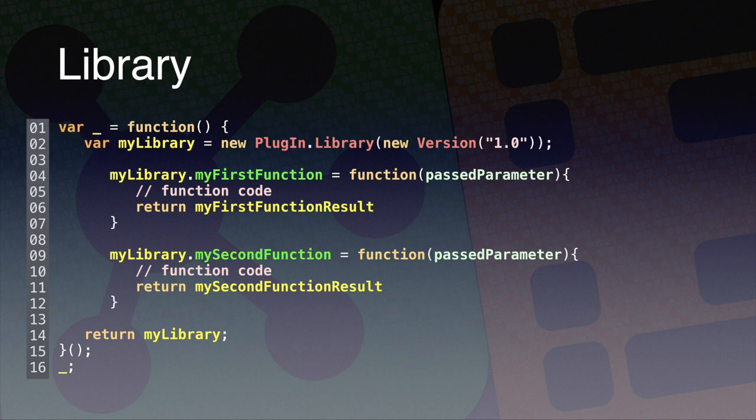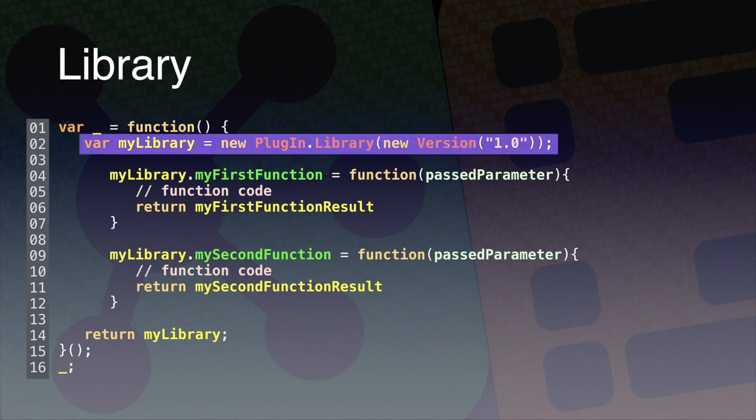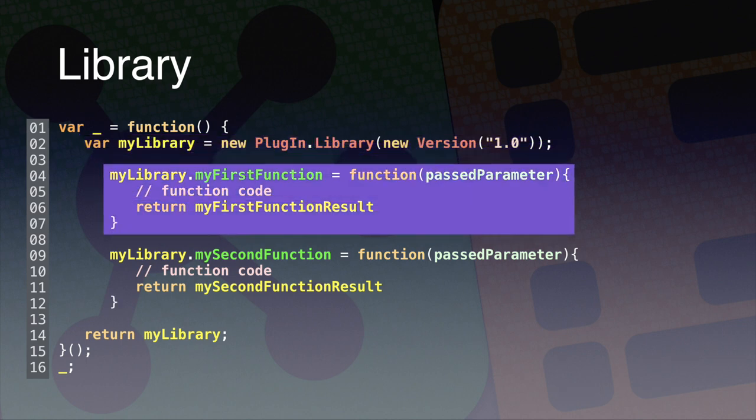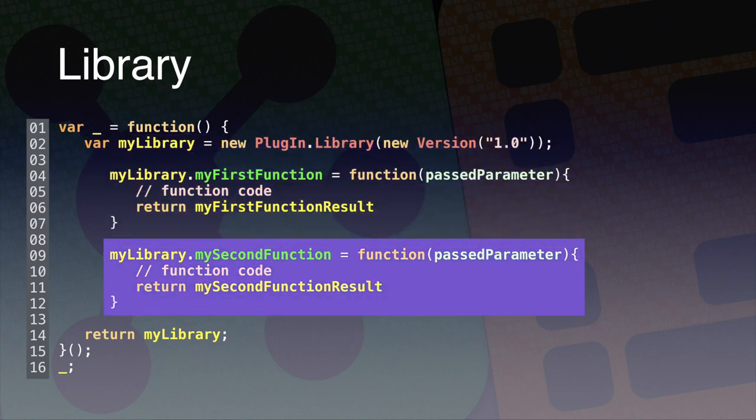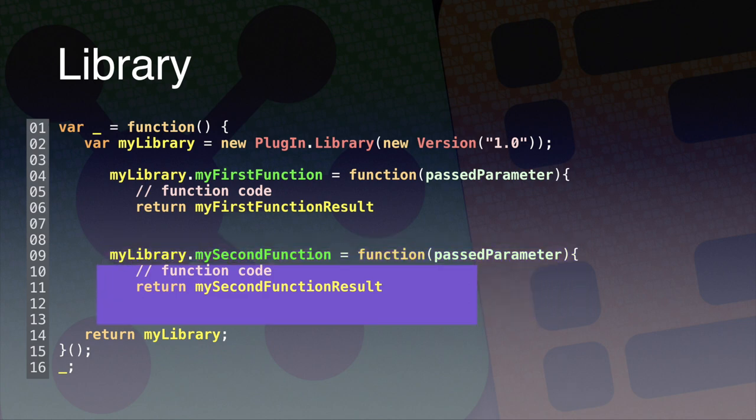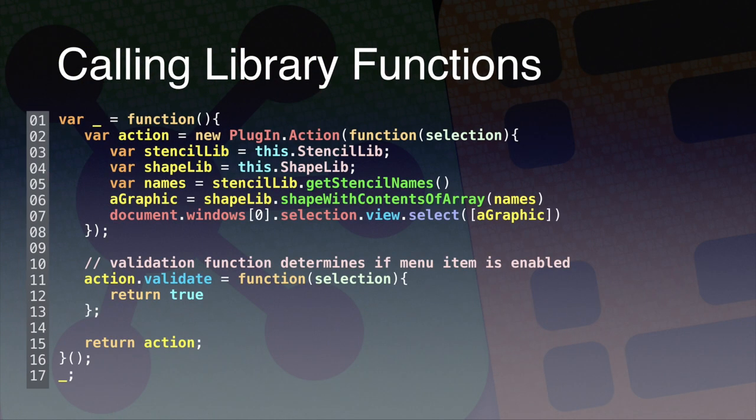You have an instance here where you're declaring a new library class, and then you just list the functions that are part of the library, and then you return the library object to the application so that it can execute it. And then when you want to call a library, here I have a library called StencilLib, and I have a library called ShapeLib. I found that it's really useful for when I'm dealing with graphics. I have a library for images, I have a library for text, all my favorite little tricks and everything.